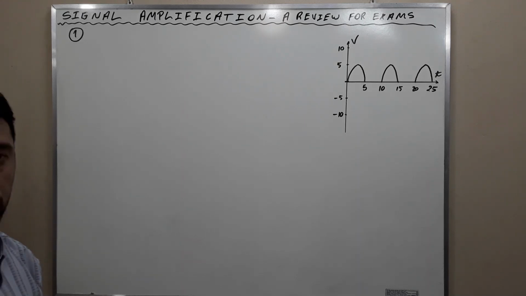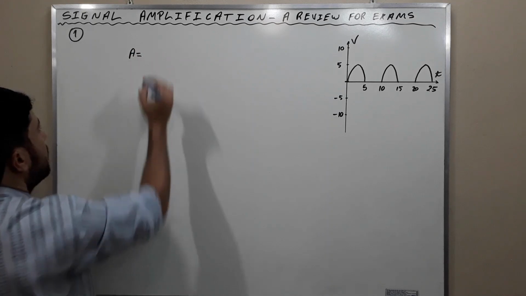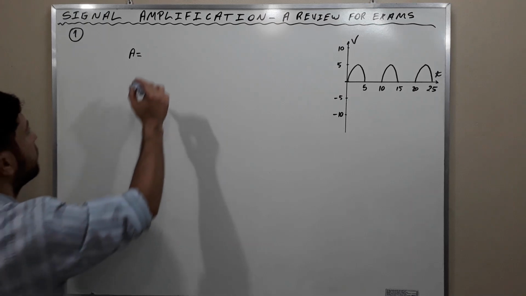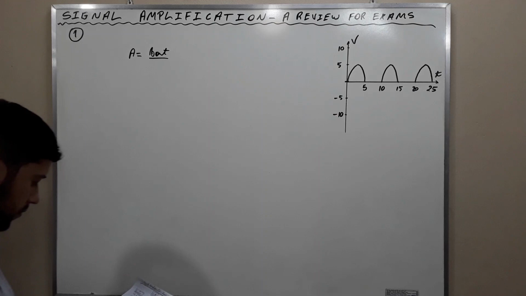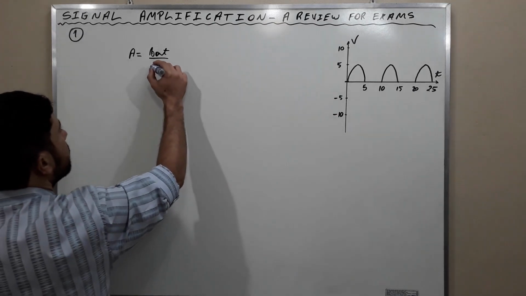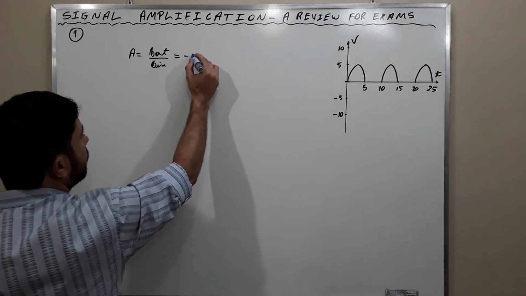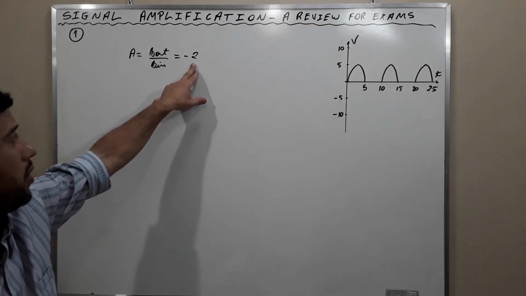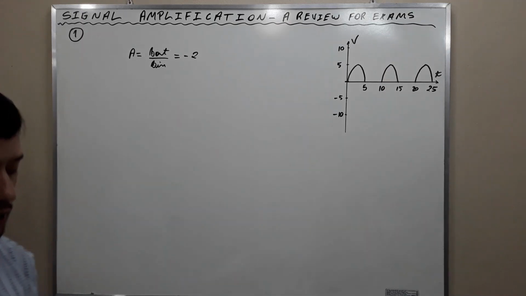Secondly, we consider the amplification factor. Take a look at it. A, the amplification factor, or if you prefer, the gain, is V out over V in, which is equal to negative 2. The exercise said that the amount of amplification is equal to negative 2. Okay, this is the gain or the amplification factor.